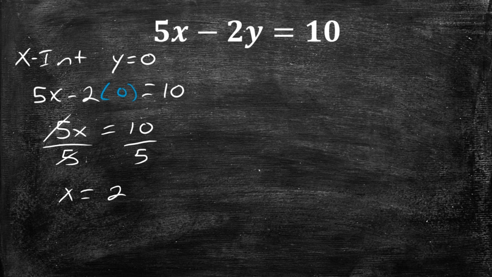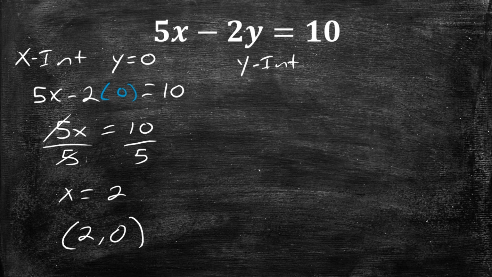Now, the way you want to write your intercepts is usually as an ordered pair. So our x-intercept is going to be 2, which is the x value, comma, 0, which is the y value. That's going to represent the point on the line there. All right, so our x-intercept is complete. Now, let's find our y-intercept.